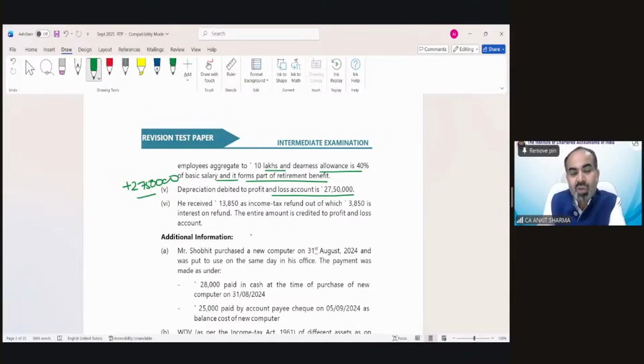Then he received 13,850 as income tax refund, out of which 3,850 is interest on refund. So we have to reduce 13,850 because it's an income item. So we need to reduce 13,850 in full. Out of that, 3,850 would form part of my income from other sources.